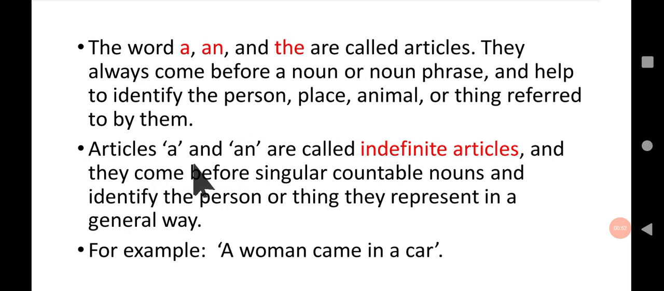So articles a and an are called indefinite articles, and they should come before singular countable nouns, and they identify the person or thing they represent in a general way. So a and an are used with singular countable nouns. That is very important. Okay, it should be singular and also it must be countable.